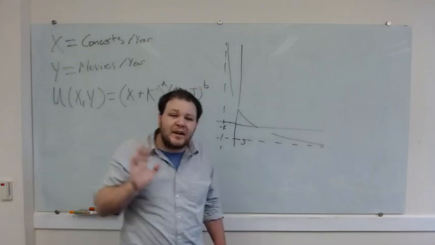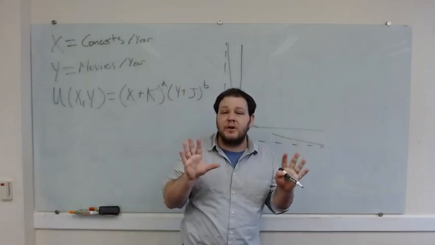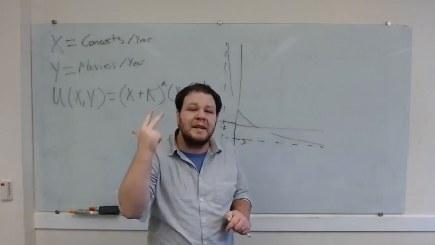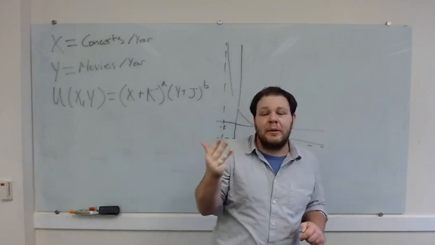Okay, so that's all I'm going to say about Cobb-Douglas. I know this video has been long. In the next couple videos, I'm going to talk about perfect substitutes, perfect complements, and then what I'm going to call quasi-linear preferences.